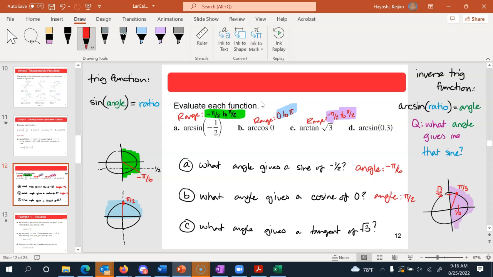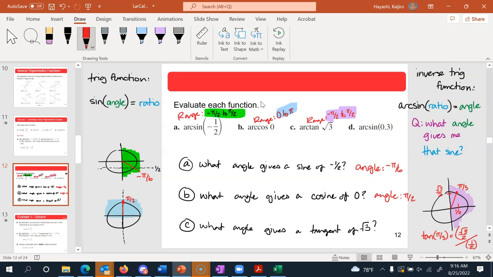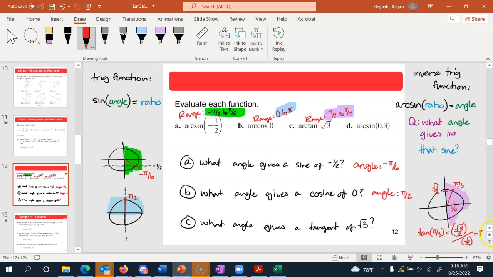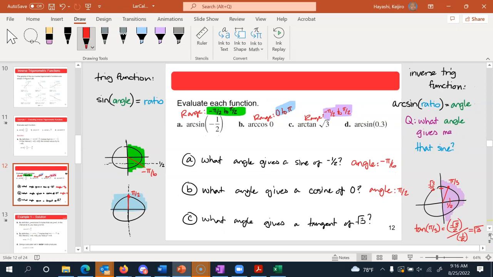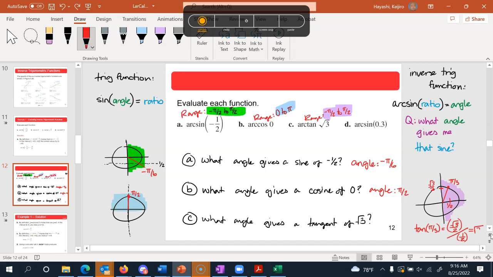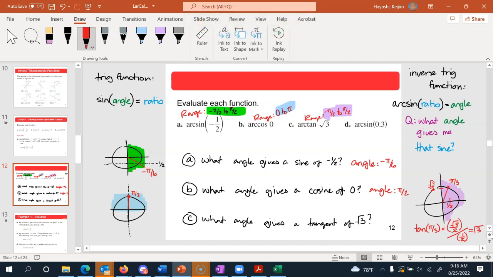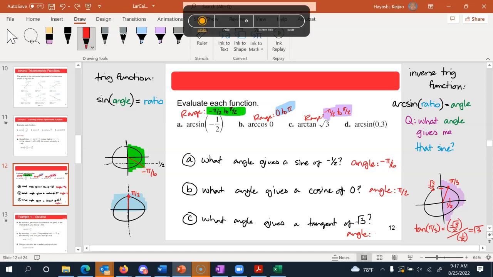Okay. So the tangent of pi over 3 would be the square root of 3 over 2, the y value, divided by 1/2. And that actually does come out to square root of 3. So the angle that we're looking for is pi over 3.